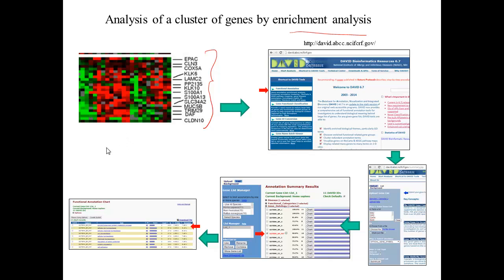So to conclude this portion, we created DNA chips which had features for each gene in the genome. We took RNA, we labeled it, we hybridized it to the chip. We did multiple experiments on different conditions. We did hierarchical clustering to identify genes that behaved similarly, and then we did enrichment analysis to find what potential functions are of the genes which cluster together.